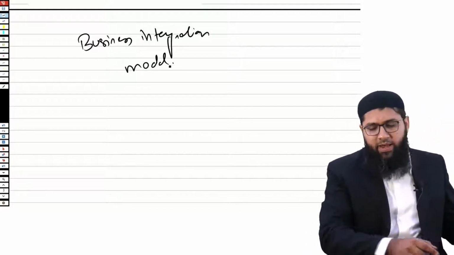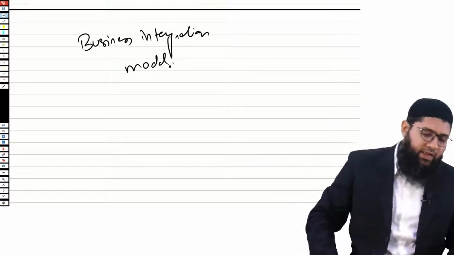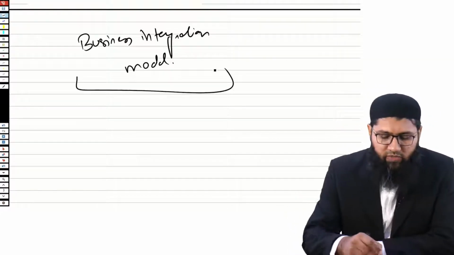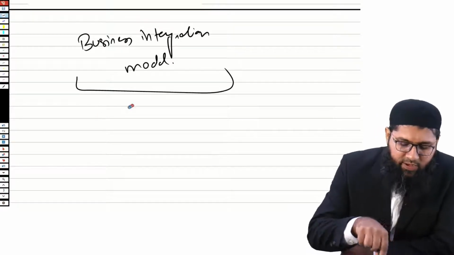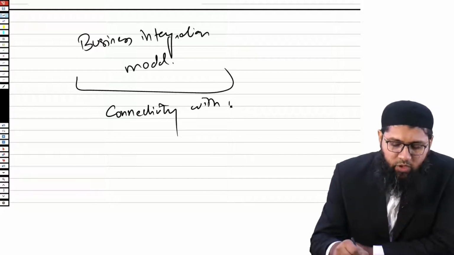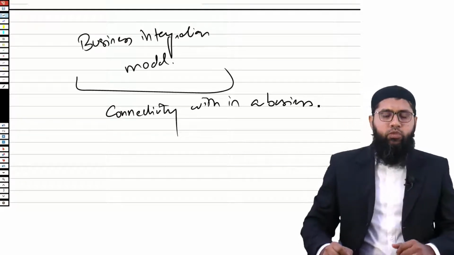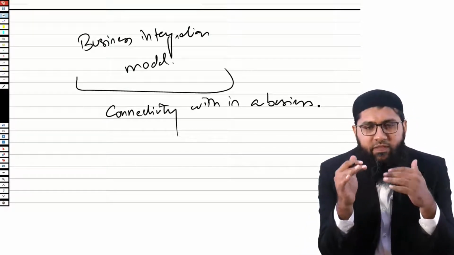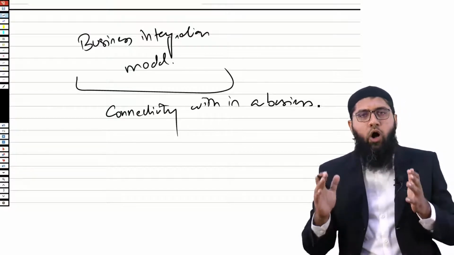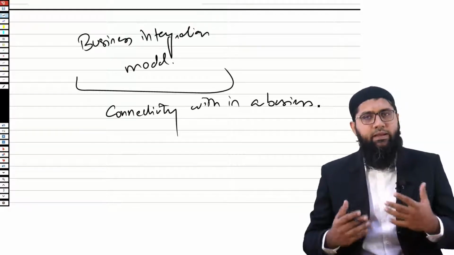What exactly do you mean by it being a business integration model? The concept of a business integration model is that it is one of those models that talks about the connectivity within a business. Now, you see, there are multiple elements of a business and they are all interlinked to each other. What exactly do you mean by multiple elements of the business being interlinked?